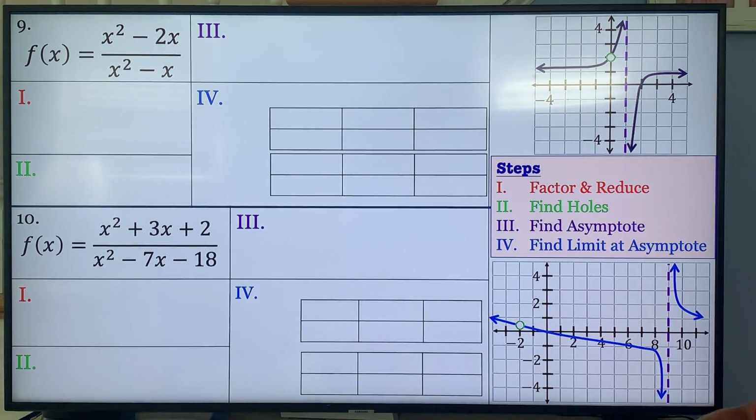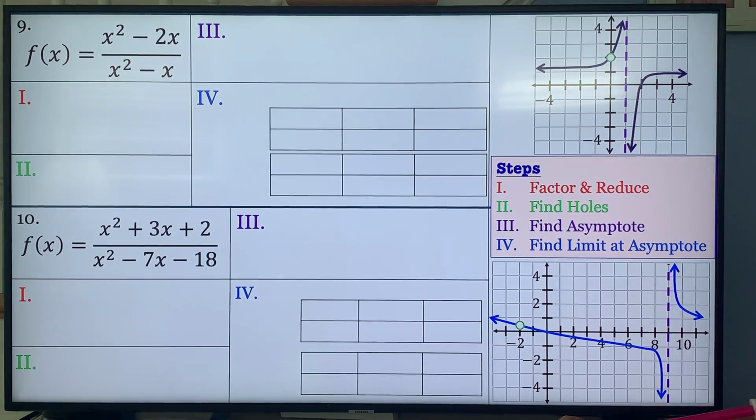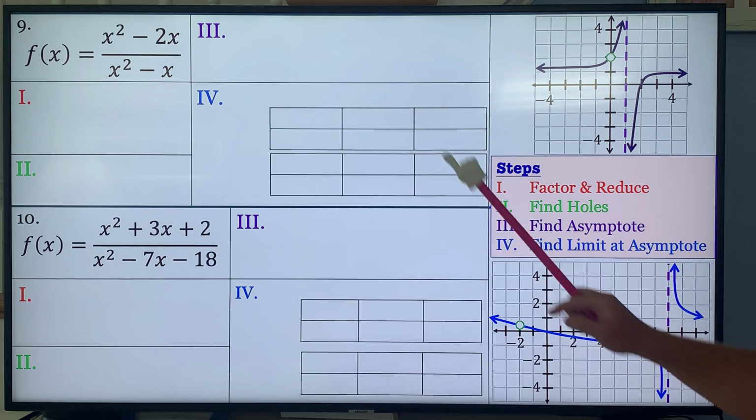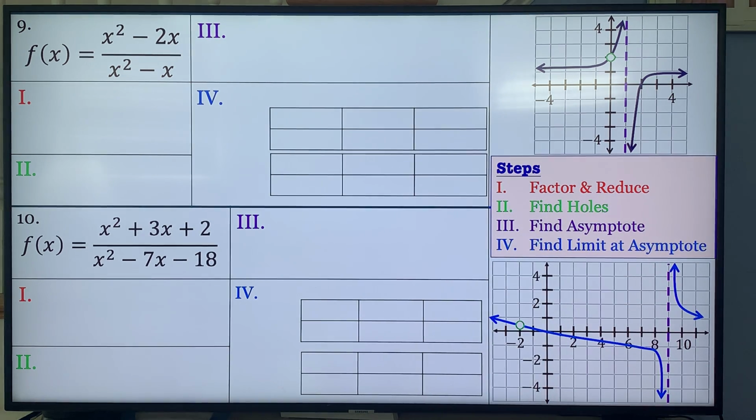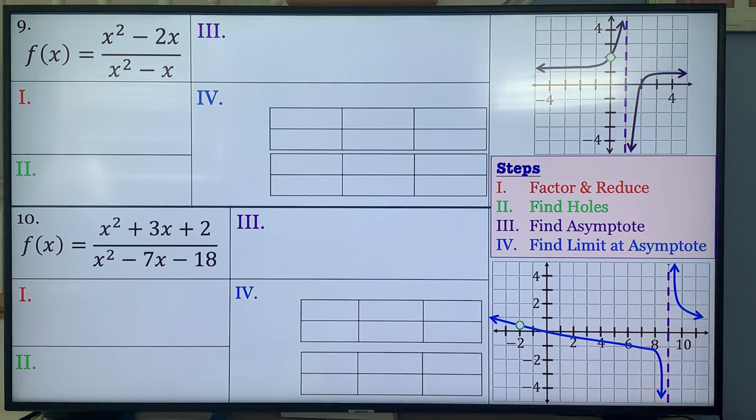Alright, so 9 and 10. I want you guys to follow these 4 steps. You can look at the graphs just to help you out, to make sure you're correct. But I want you to solve this without the graphs. The graphs are here with the answers on them, just so you can check your answers. Factor, reduce, find the holes, find the asymptotes, find the limits at the asymptotes. Go.